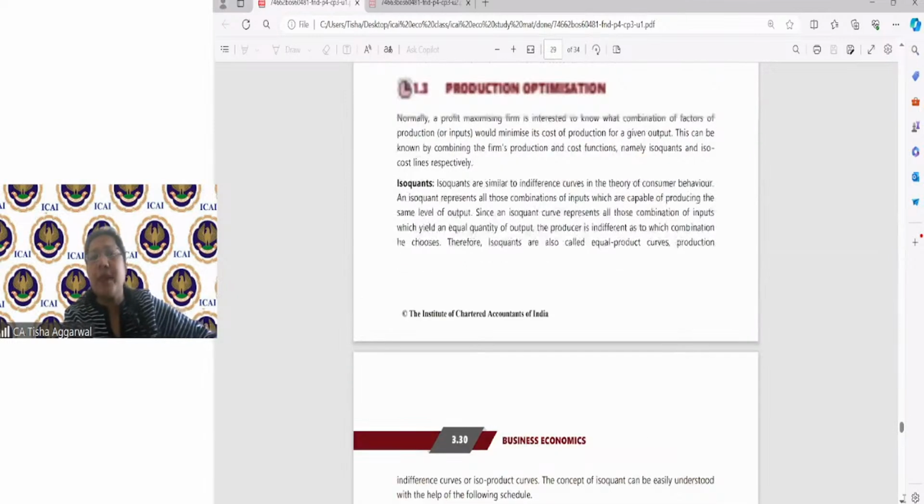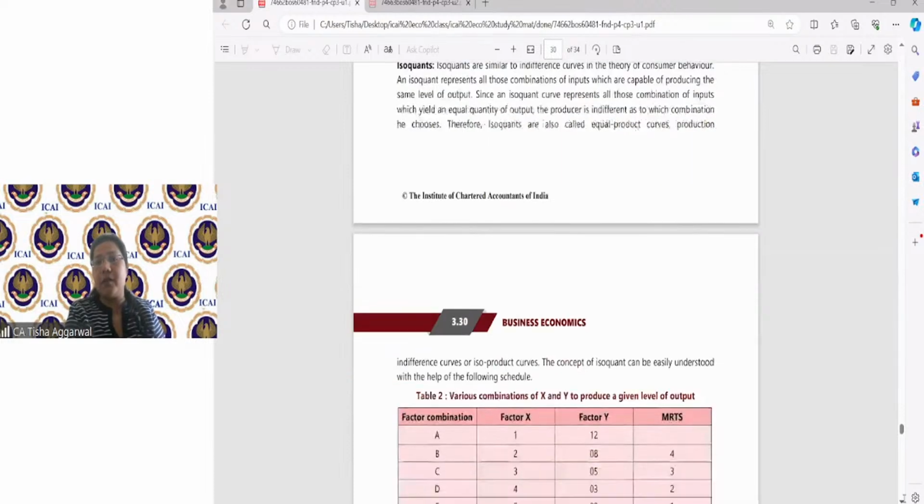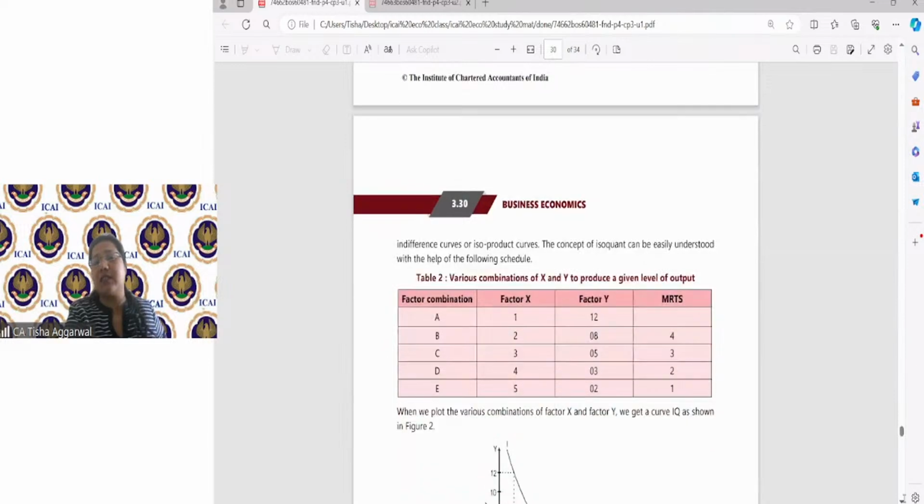Now, what is production optimization? Production optimization is one function which is absolutely like what we used to discuss about isoquants and isocost. So isoquant and isocost is primarily what the indifference curve was in consumer behavior. Same, you put it in the production manner. It tells you what combination of inputs are available to produce the level of output. How the inputs are going to be utilized to give the output, that is what is known as the isoquant.